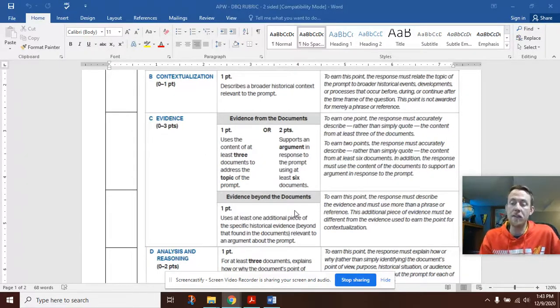It has to be very specific and it has to directly connect to the prompt. If you talk about something that's helpful, but it doesn't really help answer the prompt, that's probably more contextualization than it is beyond the document.